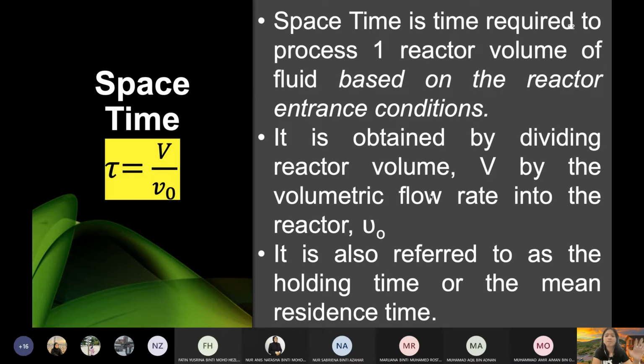So the reactor volume is the same. But next, it is divided by the volumetric flow rate into the reactor, v naught. So the entrance condition refers to the entrance volumetric flow rate, the inlet volumetric flow rate. If you calculate based on the inlet volumetric flow rate, meaning you divide the volume by the inlet volumetric flow rate, it becomes space time. Sometimes we also call it holding time or mean residence time.